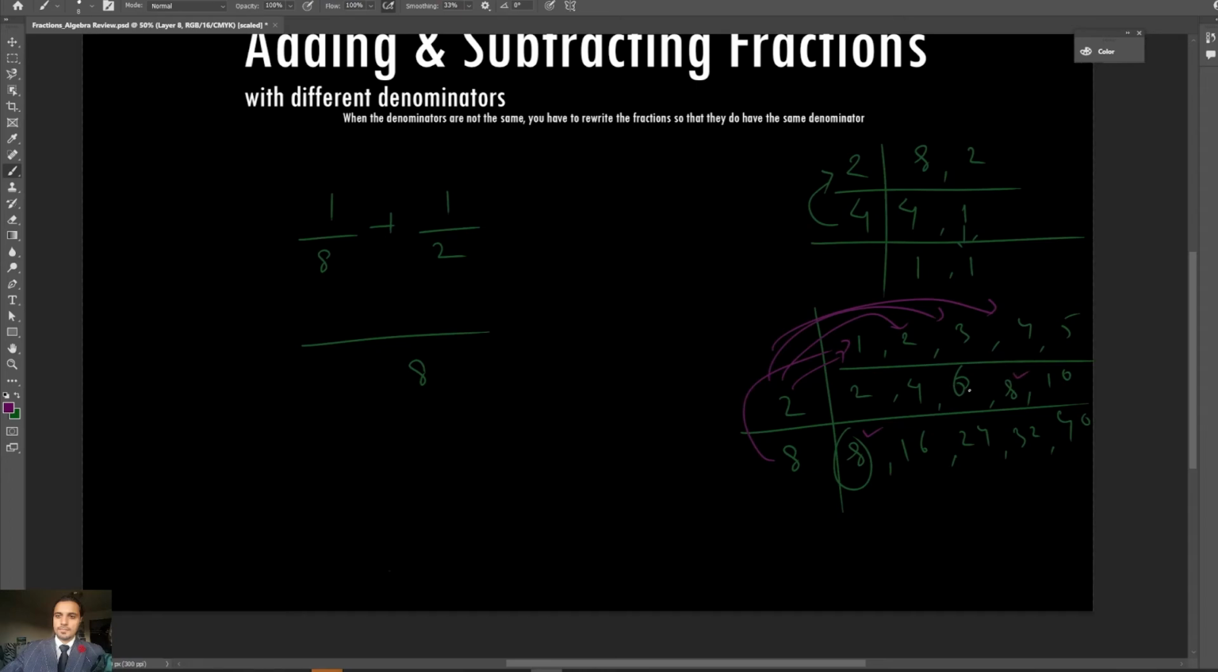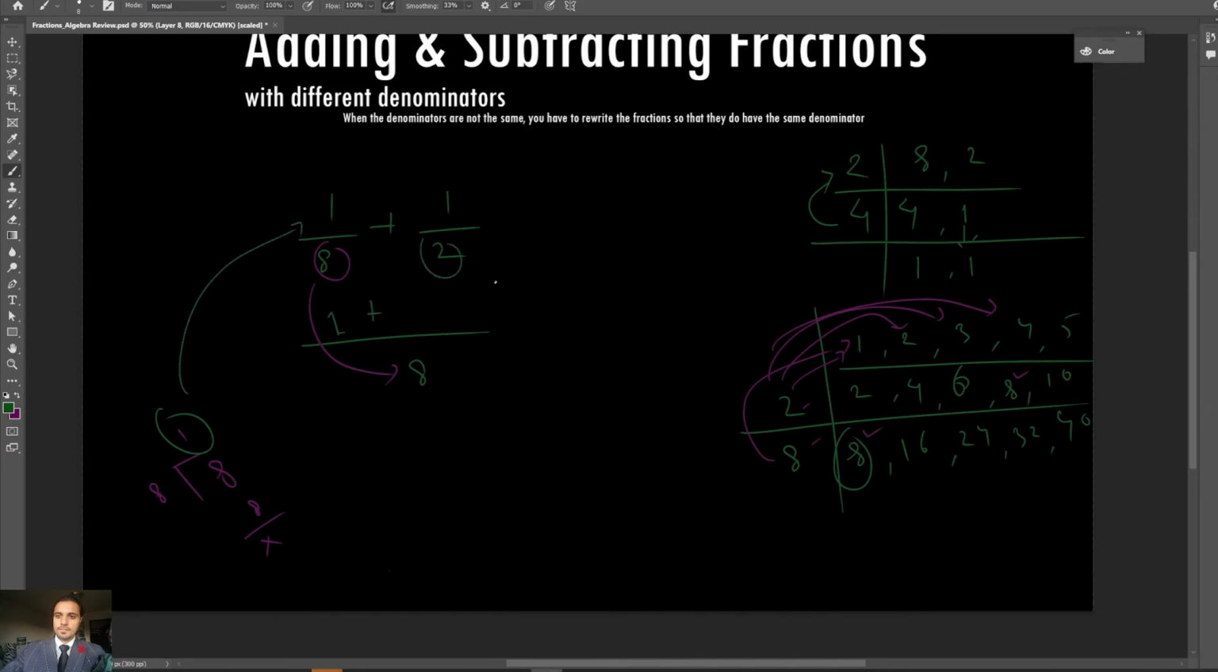There's nothing else less than 8 that's common between the multiples of 2 and 8, right? So that's why 8 becomes our denominator. And now we have to just check how many times this denominator goes on this 8. So 8 times 1 is 8. And we'll just use this 1 and multiply it by 1. So 1 times 1 is 1.